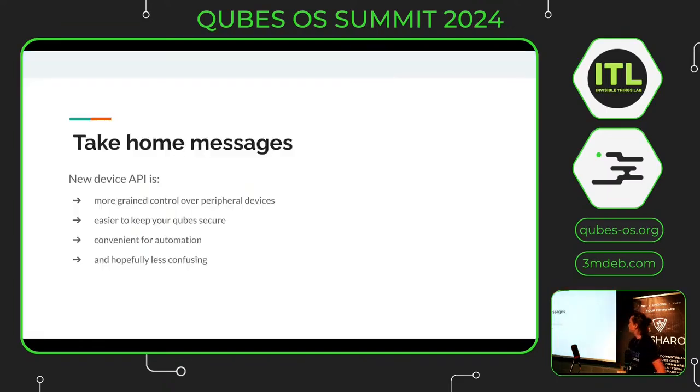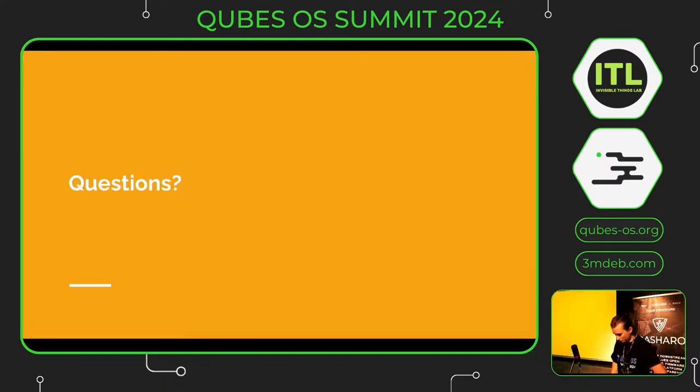And to sum up, the new device API gives us more granular control over peripheral devices. It's easier to keep our cubes and devices more isolated. It's very convenient for automation, especially auto-attaching stuff, and hopefully it's less confusing. So that's all from me. Any questions?